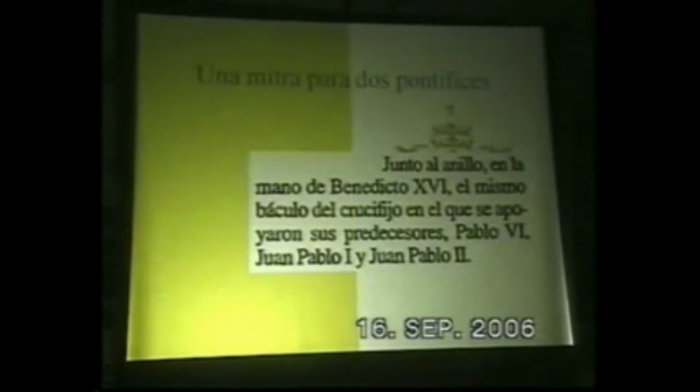You know, when he was elected, Joseph Ratzinger said something, and it appeared in the newspapers. It said, what crucifix is he going to wear? This question was raised. It was in the newspapers. In a clear gesture of continuity, he used the same crucifix as his predecessors, in plural. Did only John Paul II carry it, or did someone else? Well, it turns out that, well, here we can see a bit more. It says, next to the ring in Benedict XVI's hand, the same crucifix staff on which his predecessors leaned on, Paul VI, John Paul I, and John Paul II.